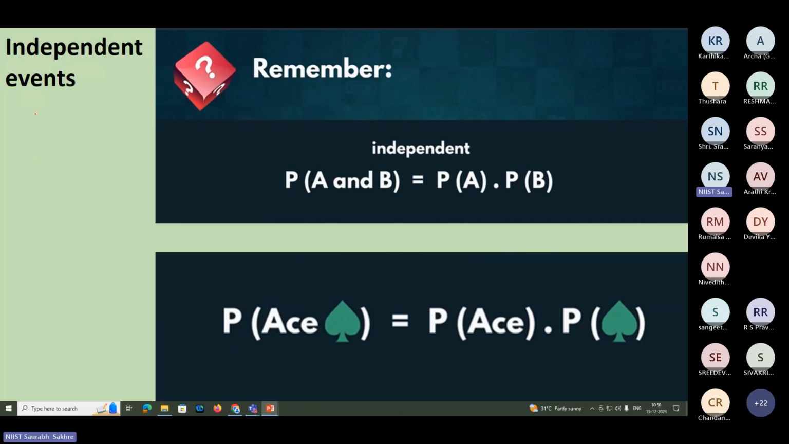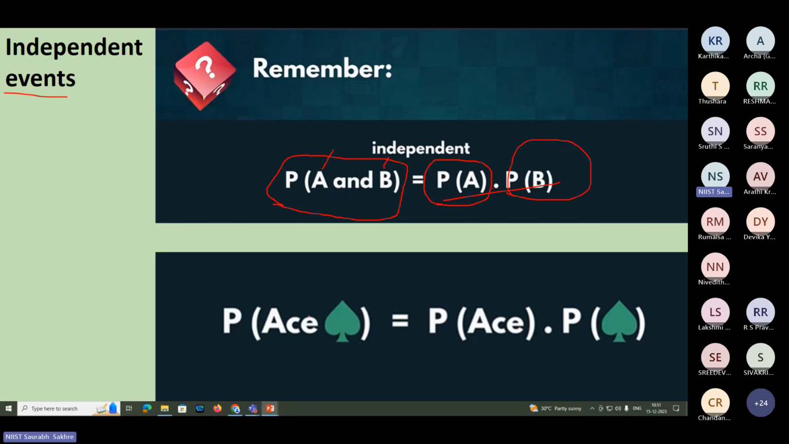The first of these is independent events. In independent events, we see the probability of events A and B happening together. A is independent, B is independent, but whether together they are happening or not, that we see in independent events. The formula is simple: probability of A times probability of B. Both are separate, both are independent, but when we multiply them, we get the probability of them happening together.